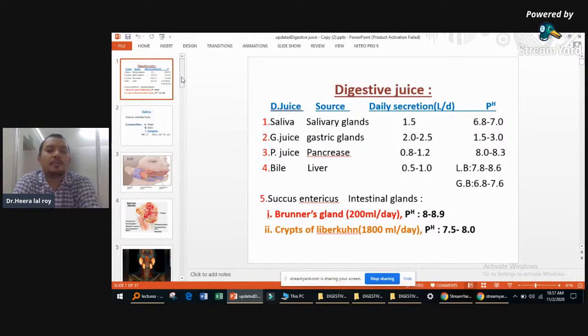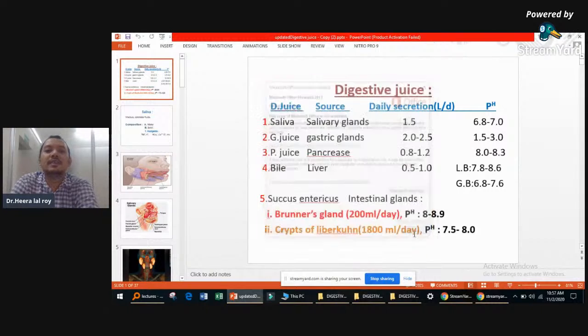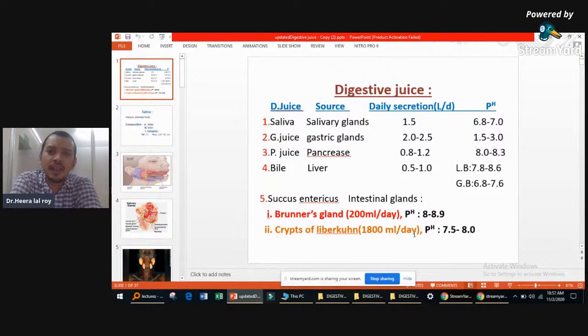It is very important for you MBBS students to know the daily secretion amount, the pH, and the importance of each. You need to memorize very precisely the amount, the pH, and the other components and functions of these juices. As you can see, saliva is available in our oral cavity, our mouth, and is secreted by salivary glands. Daily secretion is about 1.5 liters. It is almost neutral, very slightly acidic, with a pH from 6.8 to 7.